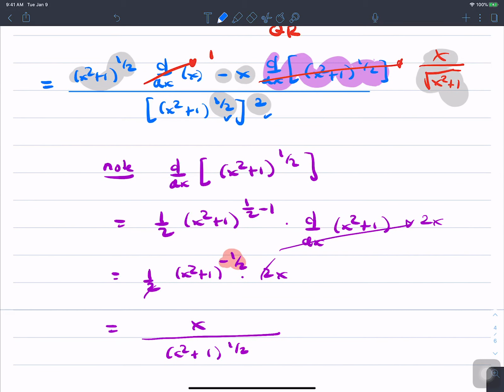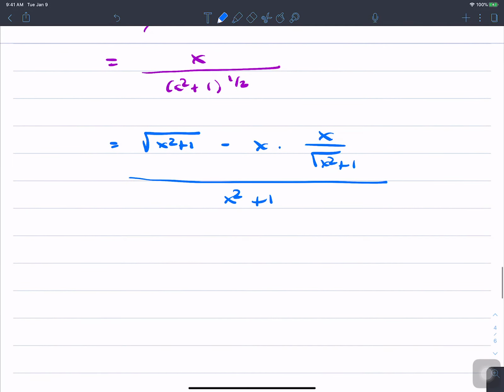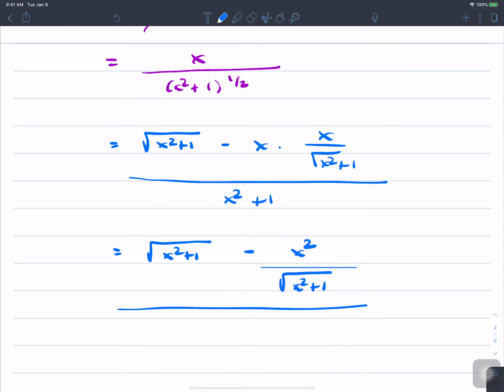Okay. All right, and here's what this really is. So we're okay. Square root x squared plus 1 minus x squared over that square root x squared plus 1 over x squared plus 1.